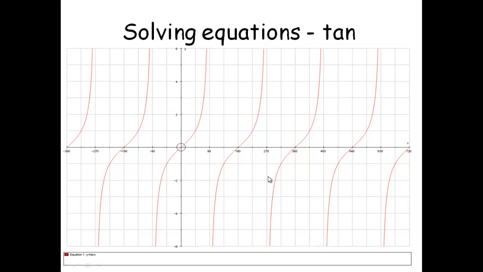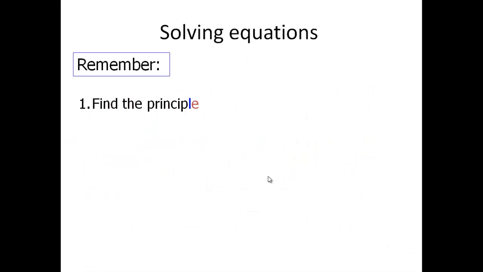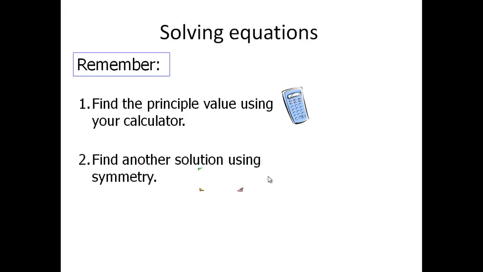Tan graph is really easy. With the tan graph we don't need to worry about symmetry because it repeats every 180 degrees. So we find our principal value and then we just add or subtract 180.